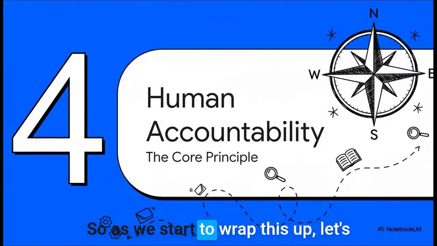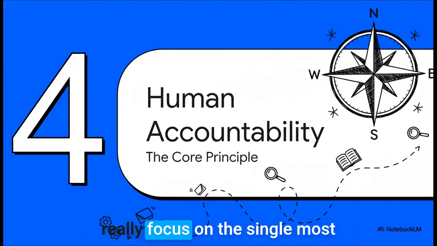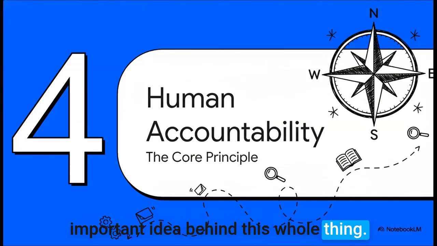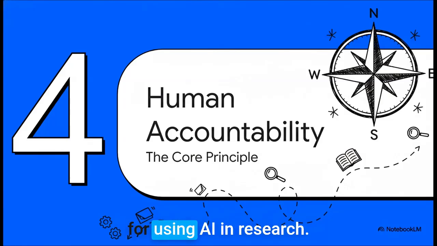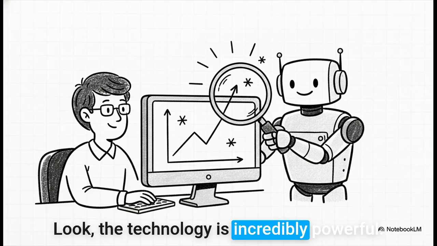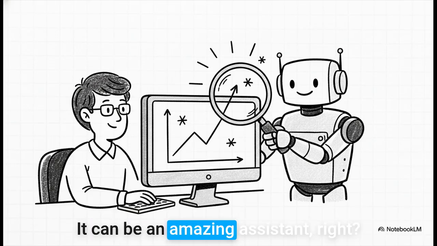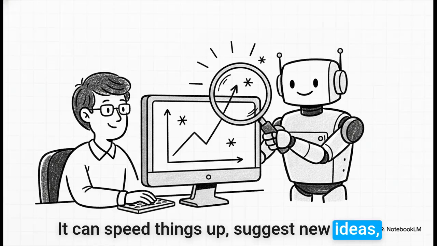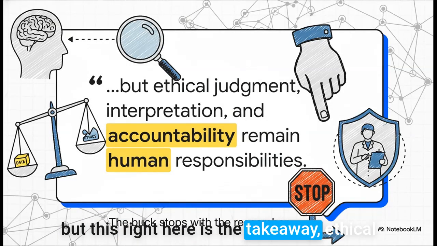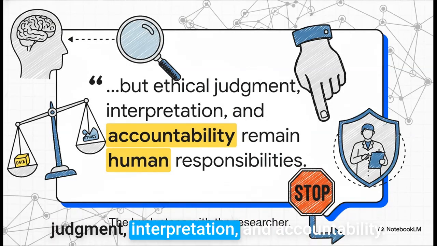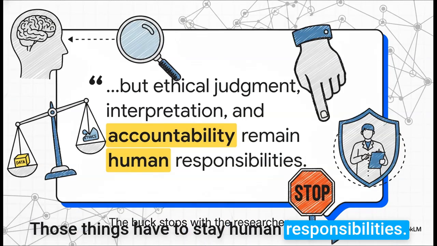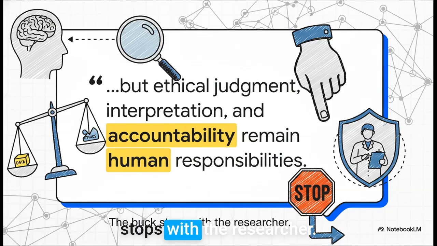So, as we start to wrap this up, let's really focus on the single most important idea behind this whole thing. It's basically the North Star for using AI in research. Look, the technology is incredibly powerful. It can be an amazing assistant, right? It can speed things up, suggest new ideas. But this right here is the takeaway. Ethical judgment, interpretation, and accountability, those things have to stay human responsibilities. At the end of the day, the buck stops with the researcher.